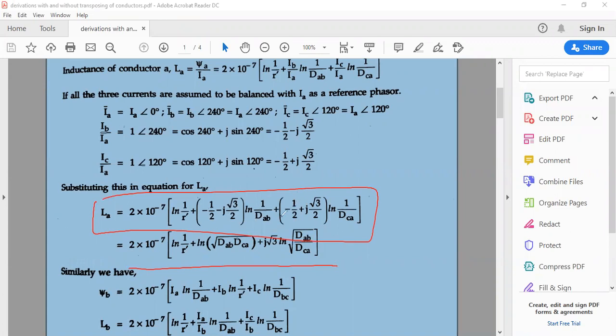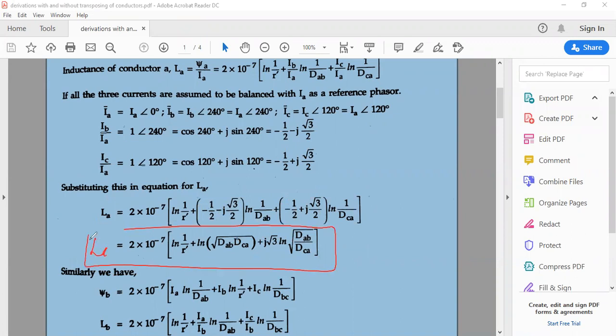You can have the common factors, this one and this one as a common factor. And again root 3 by 2 and root 3 by 2, taking it as a common factor, arriving at this equation for LA. So this is LA and I can write it like this. This is a simple mathematical substitution that you can go with.